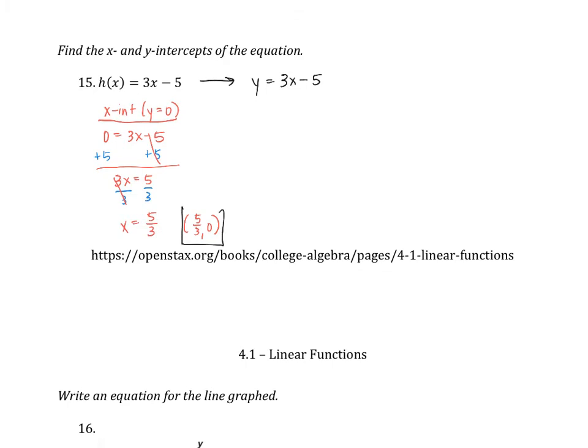So here's our x-intercept. Now I want to find the y-intercept. So I'm going to have x be 0 for the y-intercept. So y equals 3 times 0 minus 5. That's just 0. So y equals -5. So 0, comma, -5 is our y-intercept.